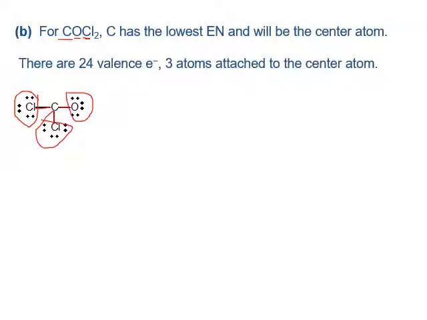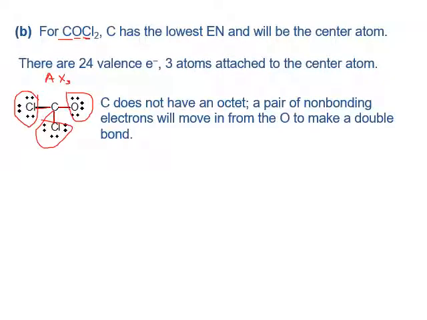So you just have A at the center, and then X, how many X? Just AX3. There is no lone pair. But carbon does not fulfill the octet, because carbon should have 4 valence electrons, so there should be one more here, but it cannot. So what we should do is 2 electrons from here will donate to carbon to form a double bond. So it will become like that. This is much more stable. This is called an incomplete octet.